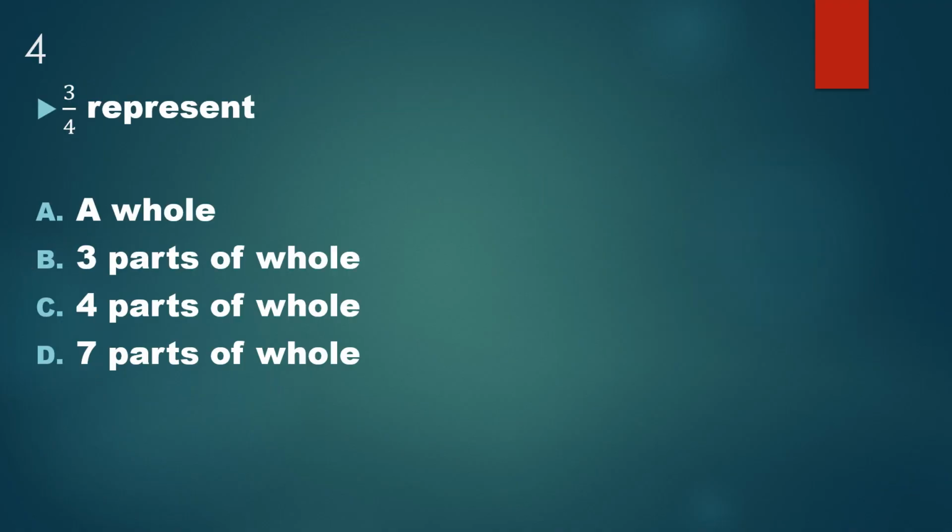Next, what does 3 by 4 represent? We see the options: a whole, 3 parts of whole, 4 parts of whole, and 7 parts of whole. As I told you, fraction means numerator by denominator. Denominator means total equal parts, which is the whole. So 4 equal parts will be there for a circle. Then 3 means 3 parts will be shaded or unshaded, so it will be 3 parts of whole. So option B is your correct answer.